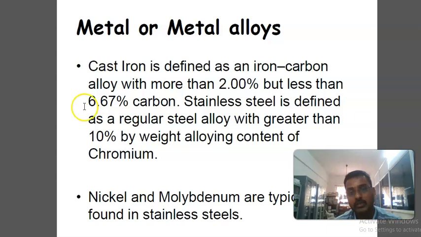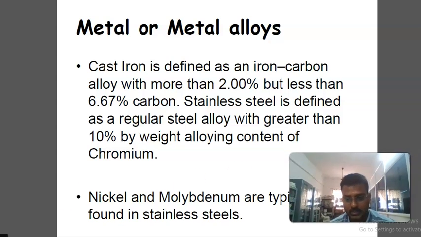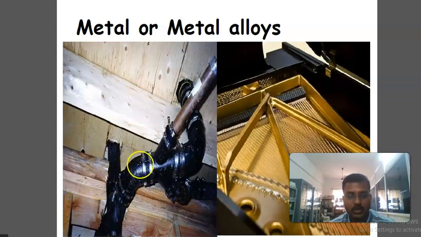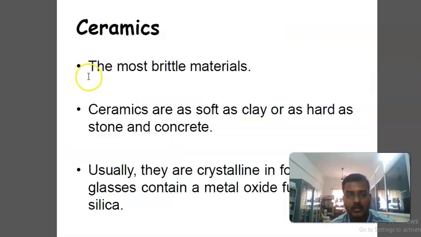A cast iron is defined as an iron-carbon alloy with more than 2% but less than 6.7% carbon. Stainless steel is defined as a regular steel alloy with greater than 10% by weight alloying content of chromium. Nickel and molybdenum are typically also found in stainless steel. These are some of the metal examples.